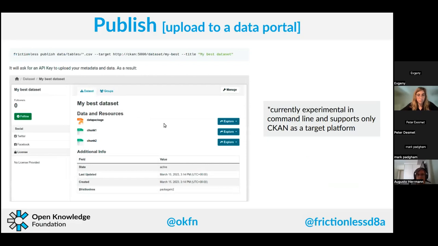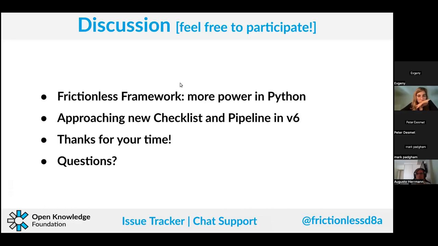Also there's an experimental command, publish. You can publish a data set to a second instance, just providing an API key. Really experimental. So that's mostly it about the command line. Of course, in Python, it's possible to do more advanced things with the Frictionless framework. Currently, we're planning to work on improved checklist and pipeline features to have in version 6, for example interactive pipelines in the console and then in the Frictionless application. Basically that's it regarding the new commands. Thank you.